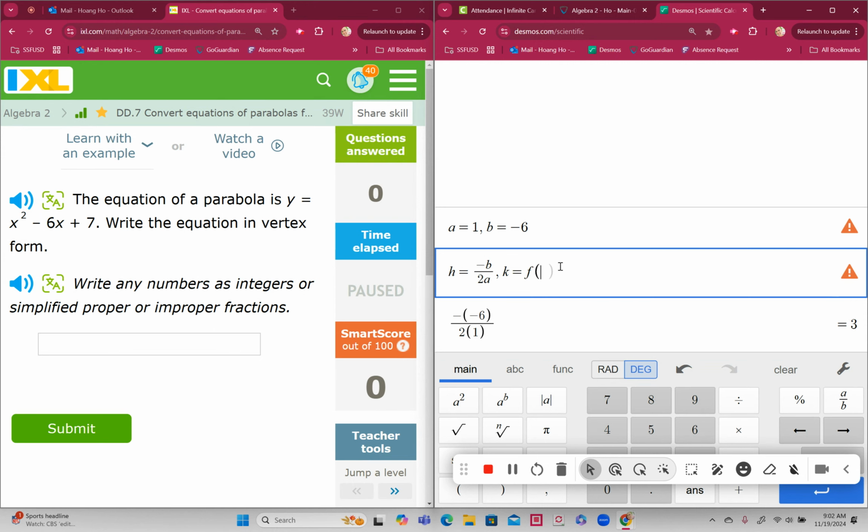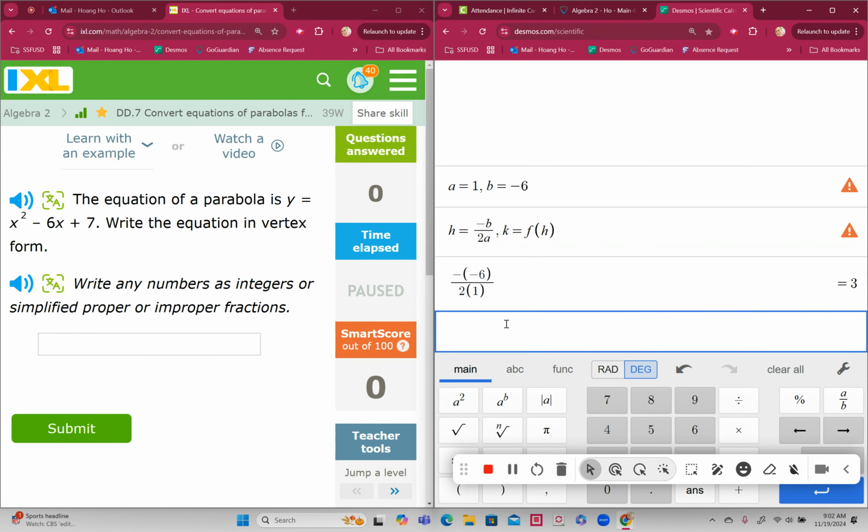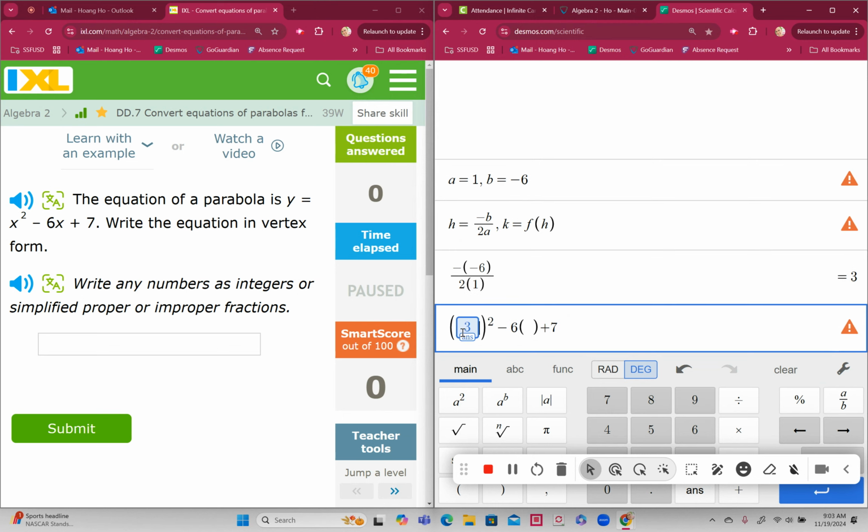You substitute into the equation: wherever you see x, you substitute the H equal 3. So here's your equation: x squared subtract 6x plus 7. The x part, I get rid of it and put parentheses. So now I put the number 3 in. You're welcome to type 3 in, or you can use the answer key and it puts it in for you. So K comes out equal negative 2.